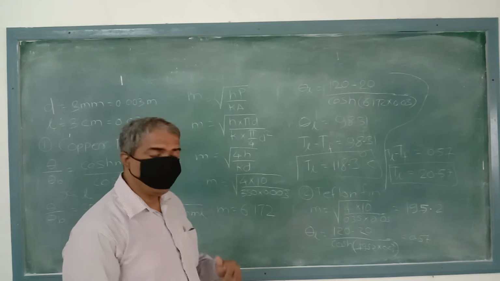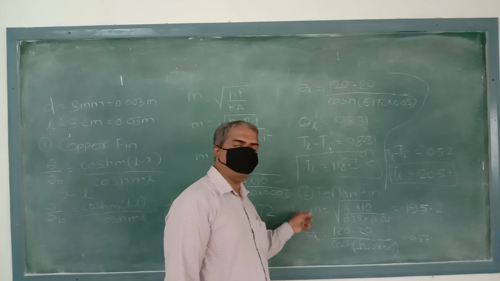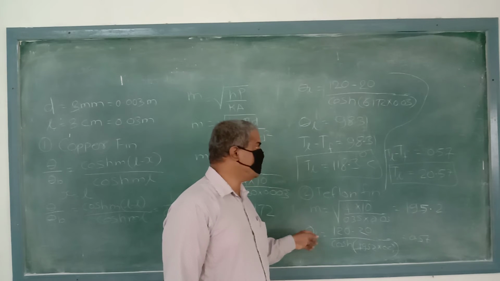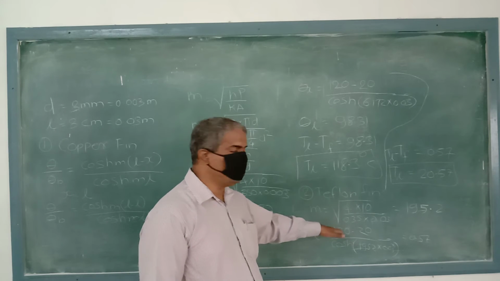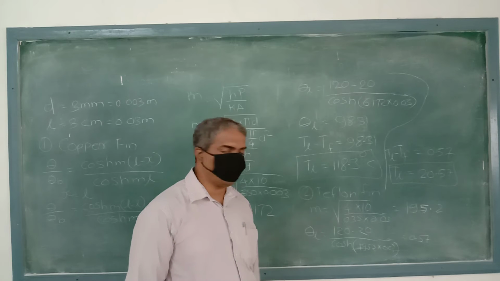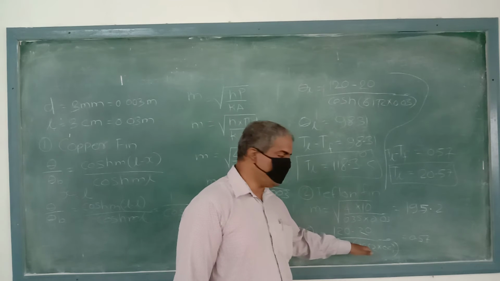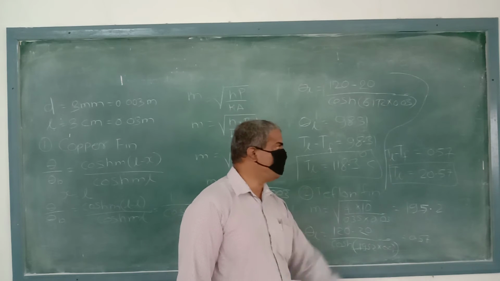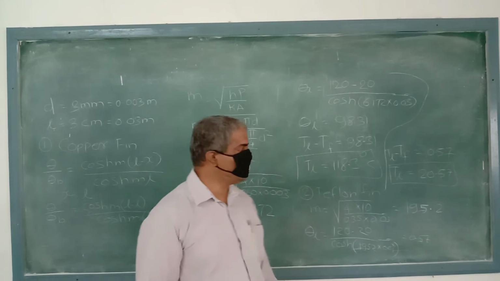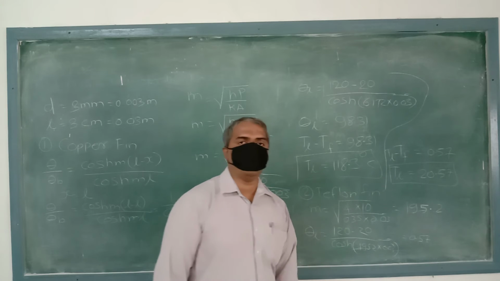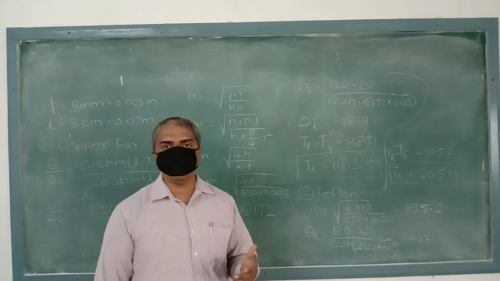which is 118.3. But when we change the material, we are using Teflon. From that, the value of m gets different, and as we are substituting in this equation, theta L is equal to base temperature minus surrounding temperature upon cosh ml. So we are substituting the value in this equation, and we are getting the temperature when Teflon is used, TL is equal to 20.57. So you can see both temperatures are different as we are using different materials.